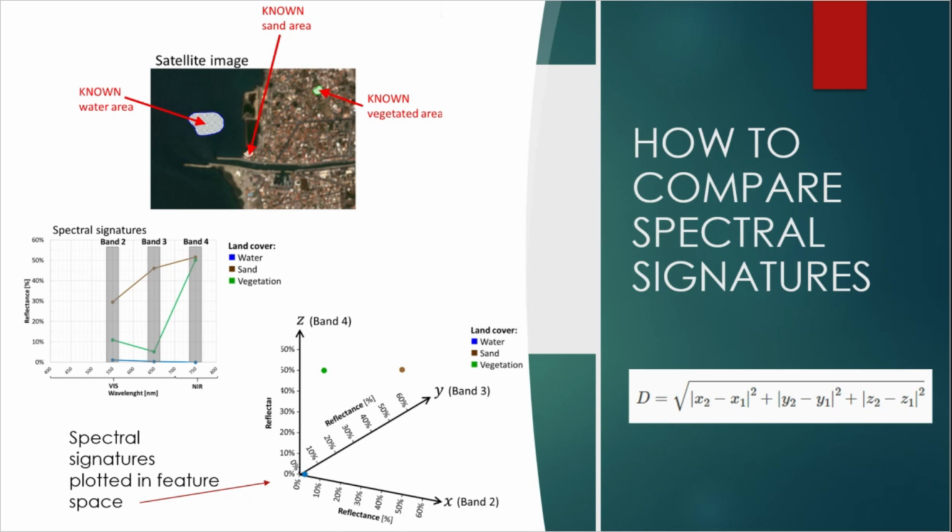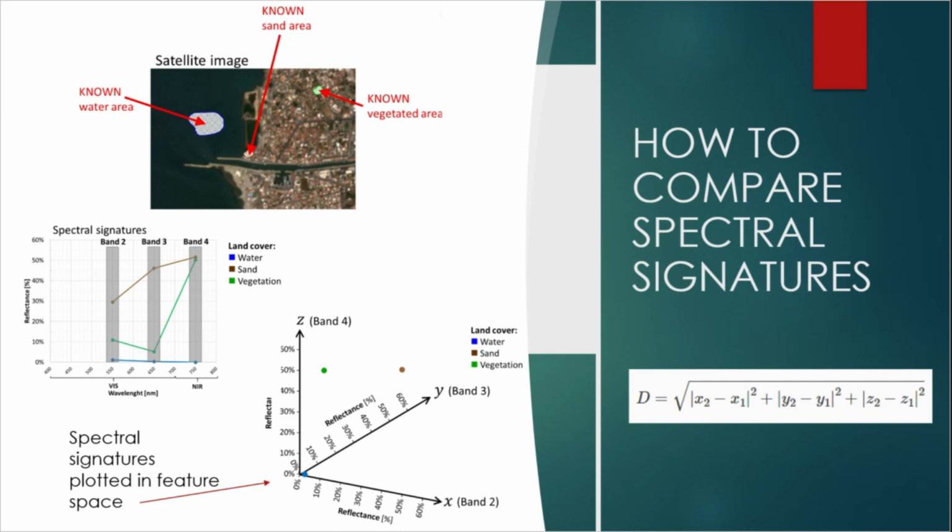This reference system is called feature space and has one axis for each spectral band. In the feature space, the spectral signatures become points. Now, it's simple to calculate the spectral signature's similarity. The closer the points are, the more they are similar, which is what you see in the bottom right, where I'm pointing to, in the text that says spectral signatures plotted in feature space.